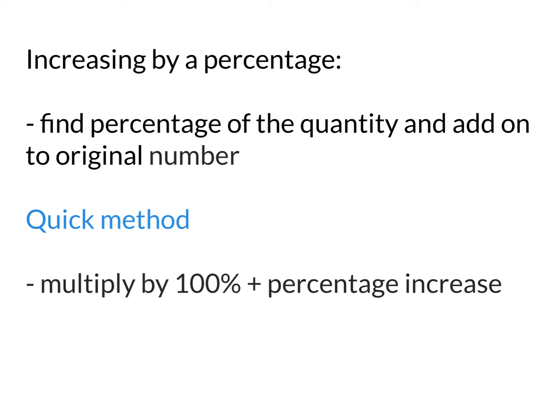Today we're looking at the quick method, which is to increase by a percentage, you multiply your original number by 100% plus the percentage increase. So you're going to do 100% plus the percentage increase, and then you're going to multiply that by the original.